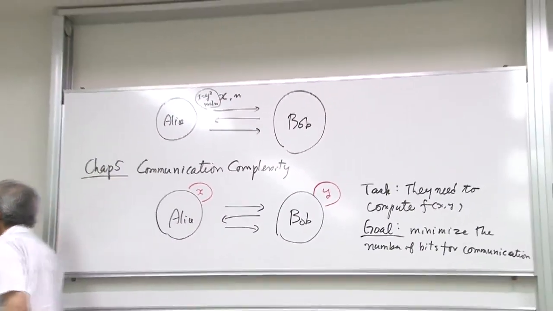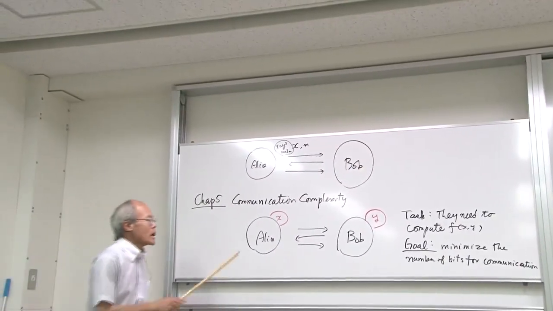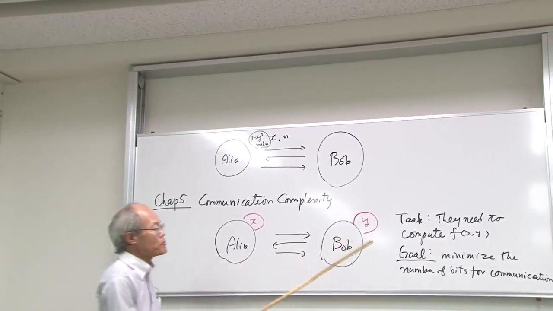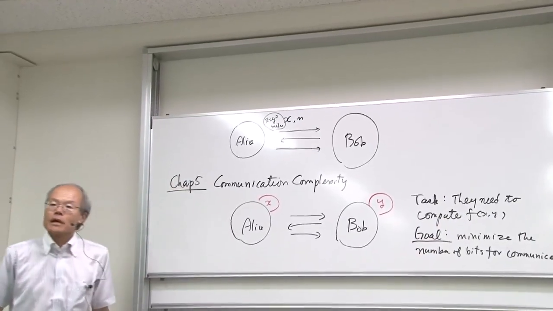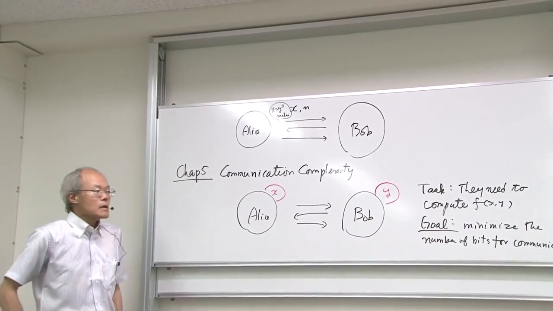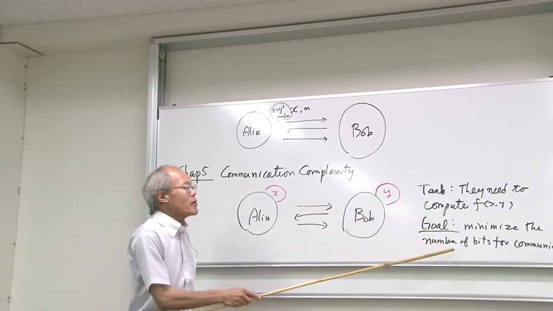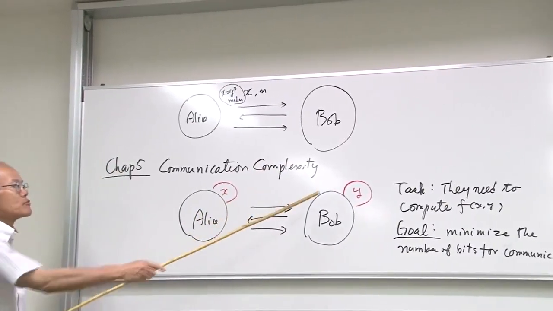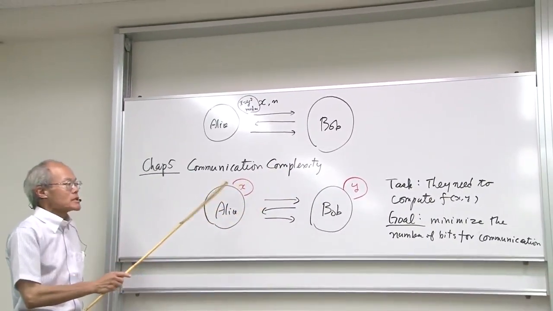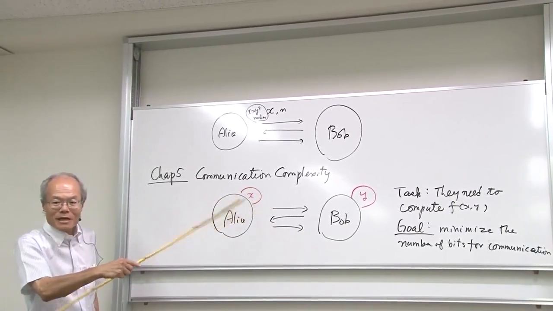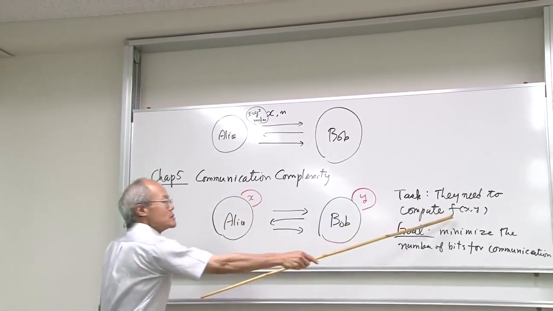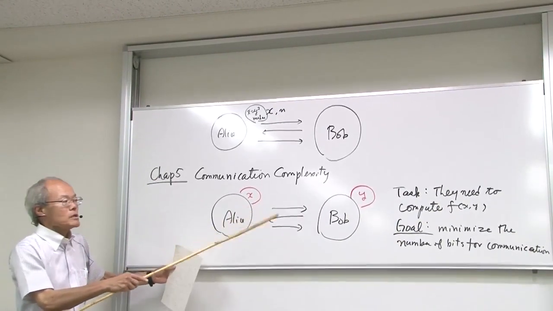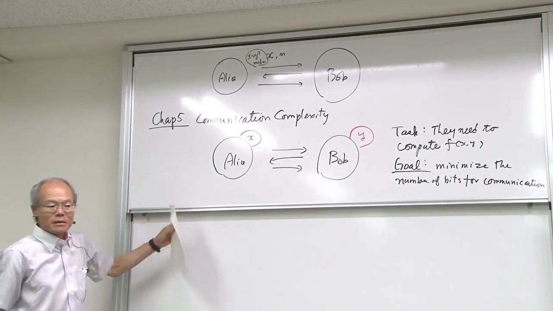Once again, we have two parties, Alice and Bob. Alice has her own input x, Bob has his own input y, and their task is to compute some specific function value, f of x and y, with a minimum number of bits for communication. Of course, Alice does not know input y, and Bob does not know input x. So they need some kind of communication to compute this value. We have to minimize the number of bits exchanged between Bob and Alice.